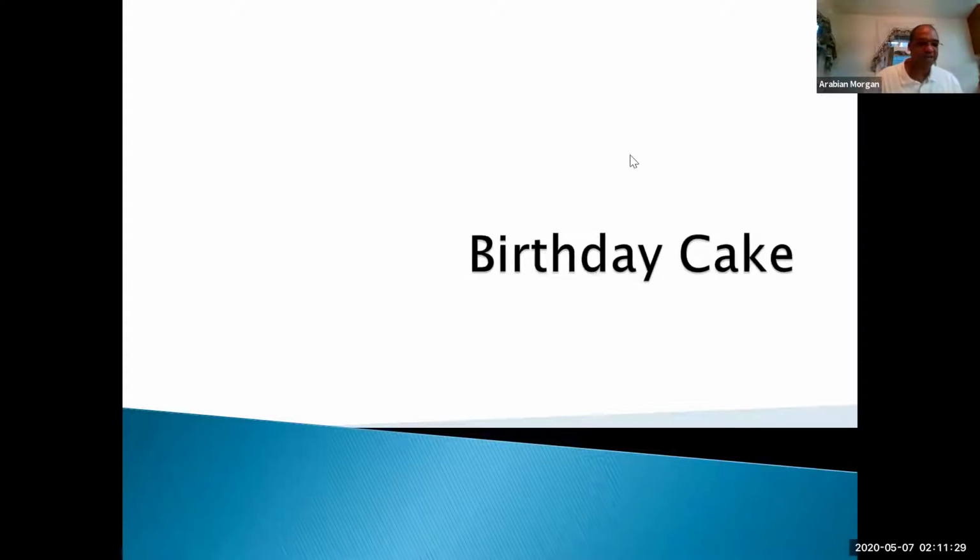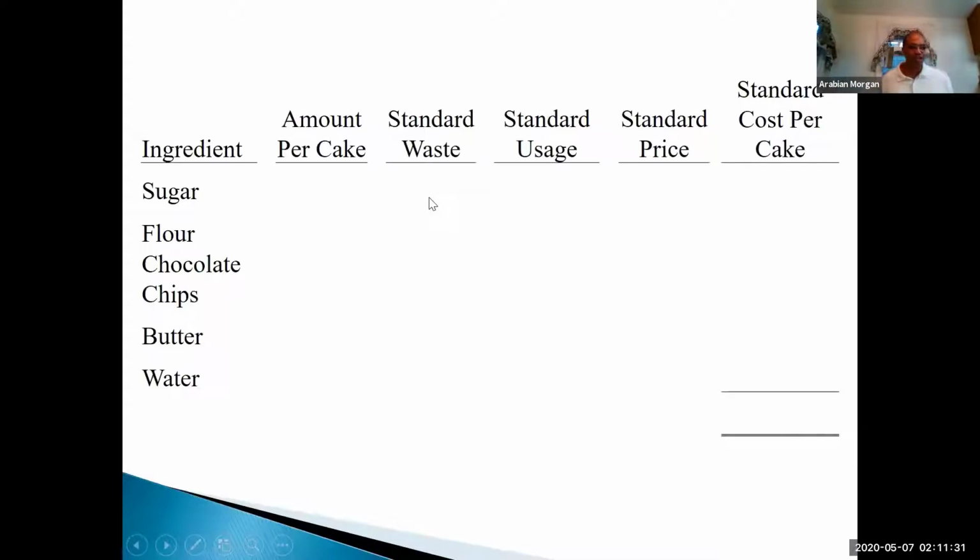Let me bring that up on the screen. We've got this chart here. And I want to walk you through some of this and have you do some calculations along the way. How much does it cost to make one of these cakes? So let's do this together. So chime in, okay? Take yourself off mute.